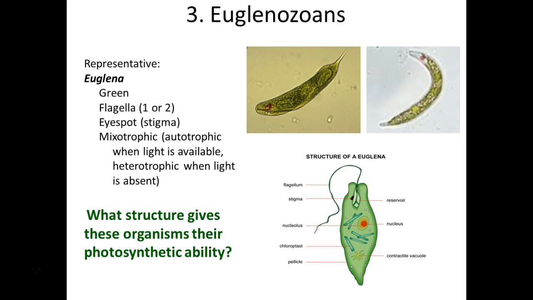So what structures give these organisms their photosynthetic ability? What allows them to process the light? The chloroplast. They have chloroplasts, and that's why they're green, because most of the green stuff you see inside of them is their chloroplasts. So all these green spots are chloroplasts, and that little red spot is the eye spot. It helps them find the light.